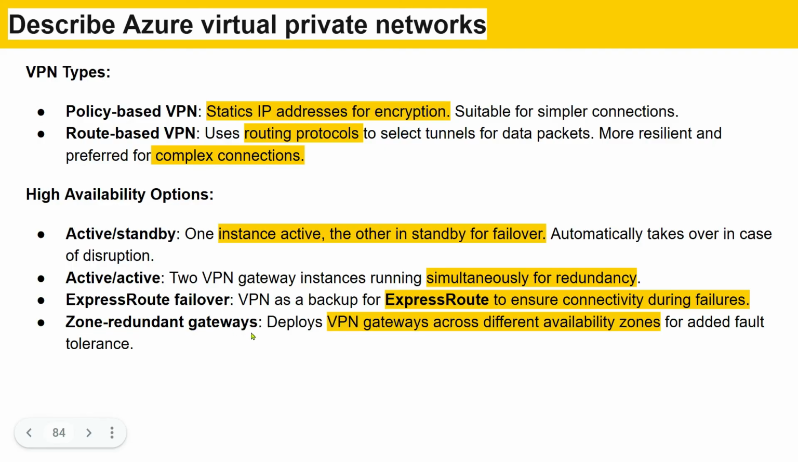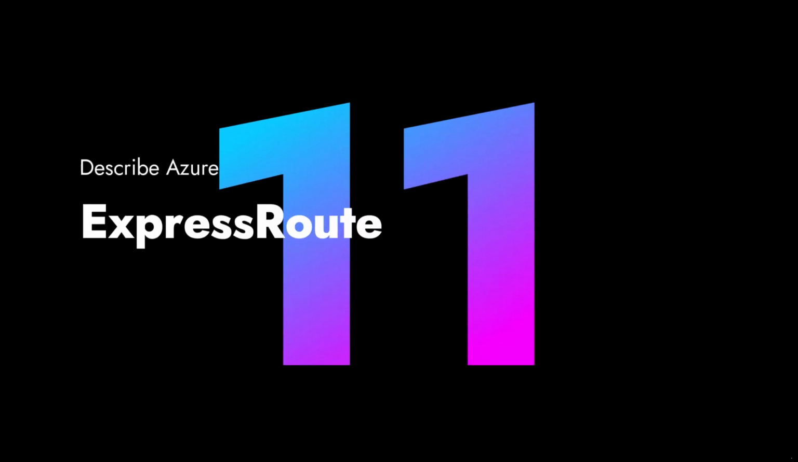Zone redundant gateway deploys VPN gateways across different availability zones. We learned about this in the initial chapters: availability zones for added fault tolerance. So these are the different high availability options available with Azure Virtual Private Networks. The next topic is to learn more about Azure ExpressRoute.